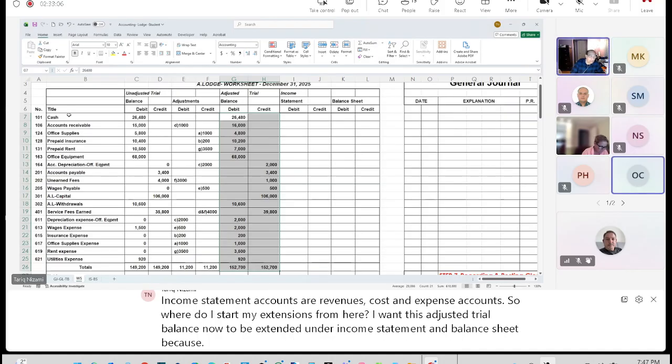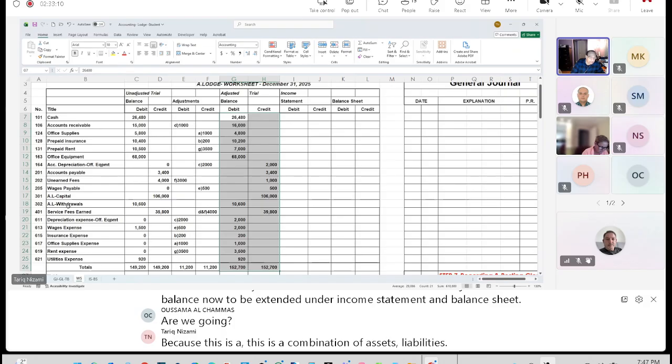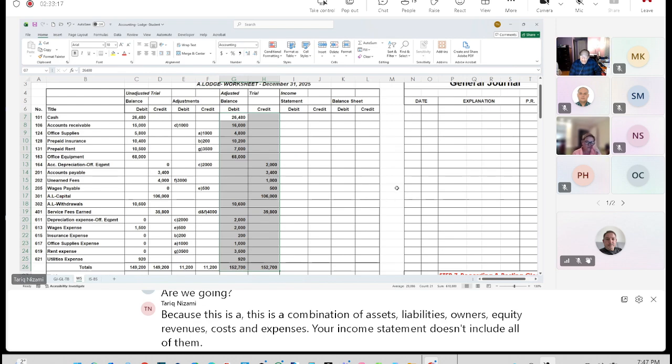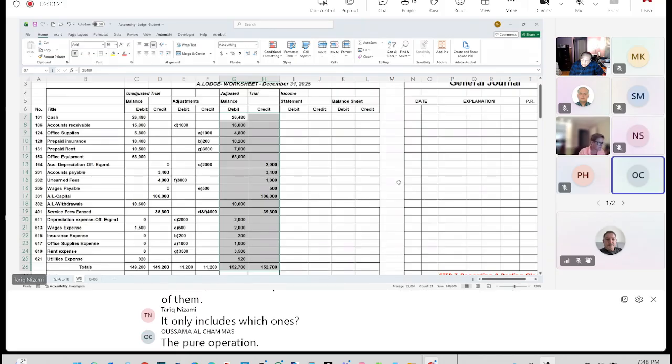This is a combination of assets, liabilities, owner's equity, revenues, costs, and expenses. Your income statement doesn't include all of them. It only includes which ones? The pure operation from revenue and expenses. Yeah, revenue and expense.